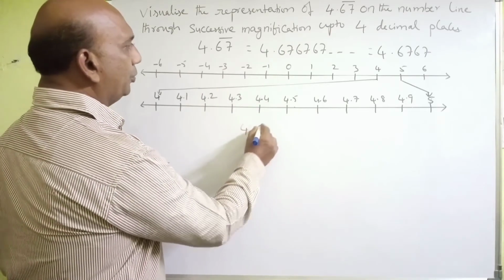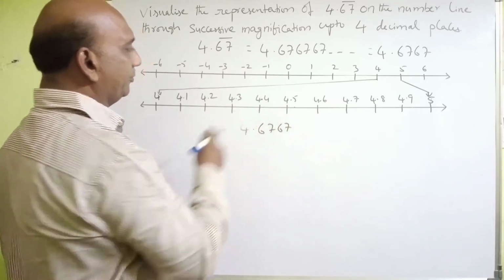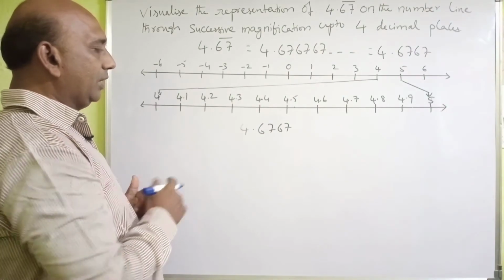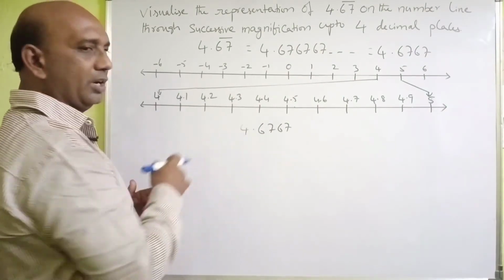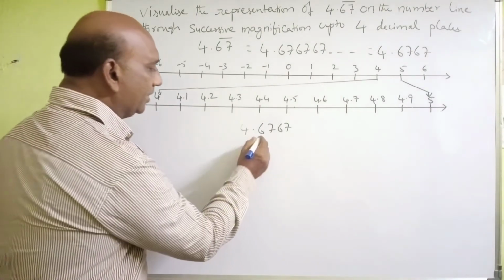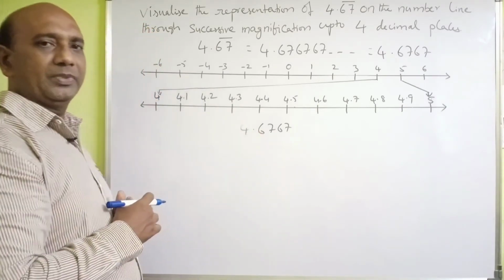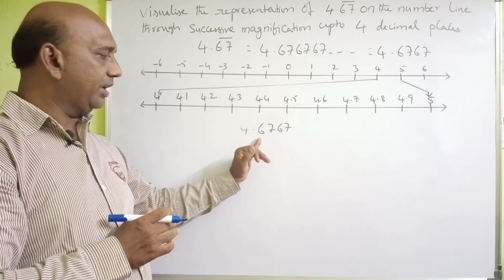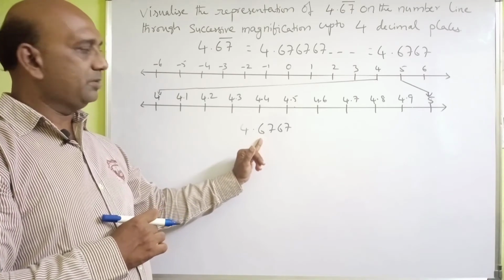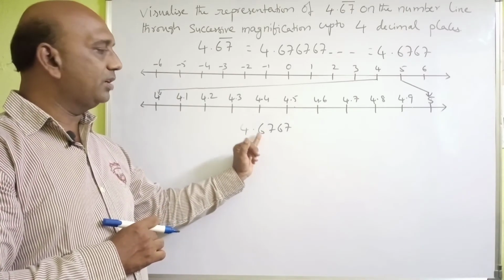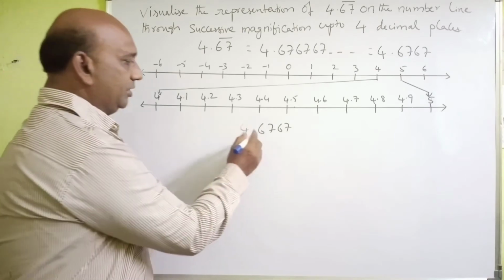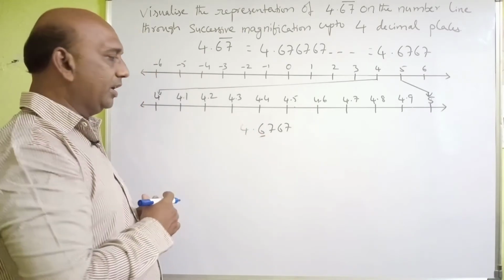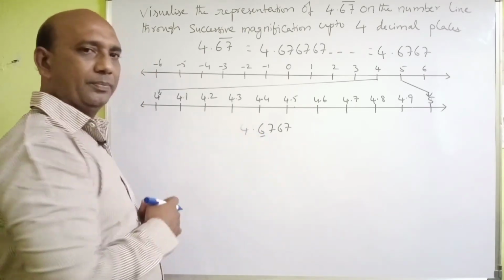That is 4.6767. We have taken the rational numbers between 4 and 5. Now look at the first digit after decimal. That is 6. That's why we have to take the rational numbers between 4.6 and 4.7. First digit is 6. So we have to take the rational numbers between 6 and 7.